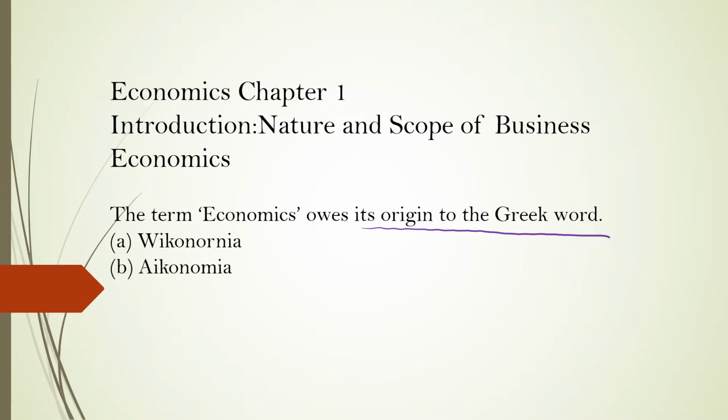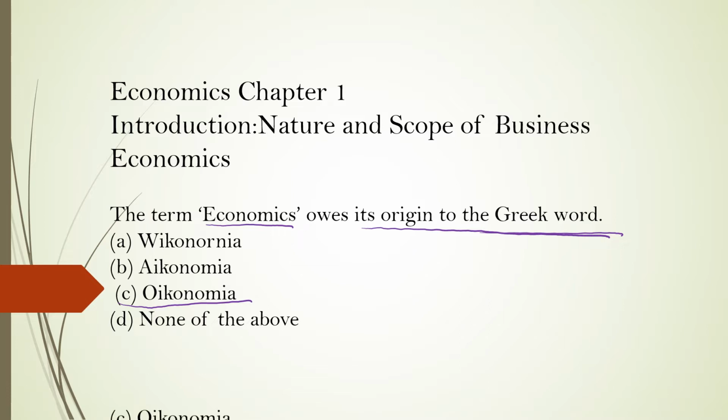Vekonomia, economia, economia, none of the above. So economics was derived from the Greek word, and that Greek word is economia. What do you mean by economia? It is a household or management of household. So the right answer is economia.